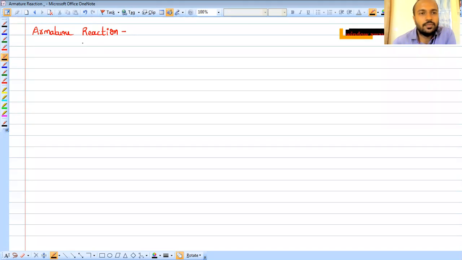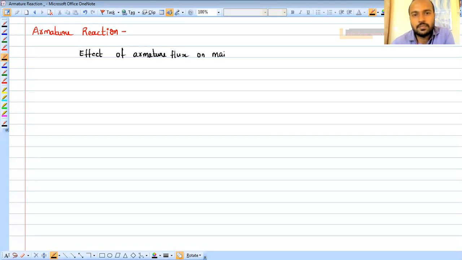So, the effect of armature flux on main field flux, isn't it? This is nothing but armature reaction. Okay, simply the effect of armature flux on main field flux. So let us see how this armature flux is going to affect the main field flux.